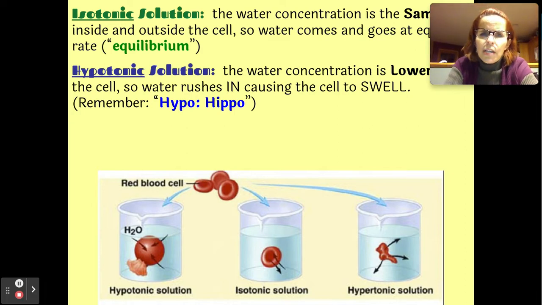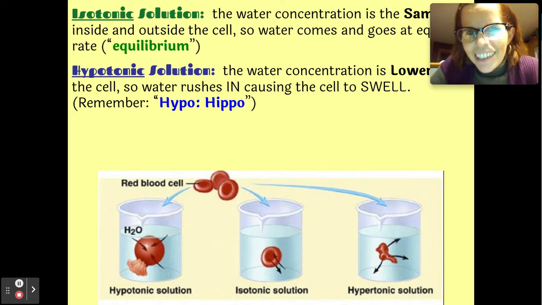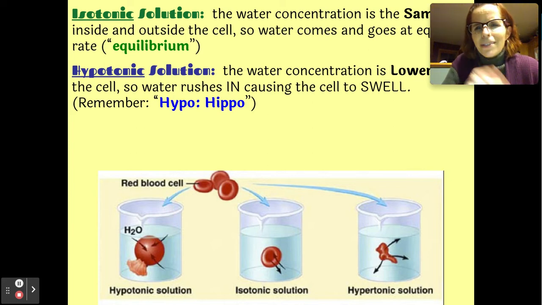So a hypotonic solution is where the water concentration is lower inside the cell. So the solution is very concentrated and the water rushes into the cell and it causes the cell to get all big and bloated like a hippo. Smart student who taught me that tip. I've been teaching it ever since.